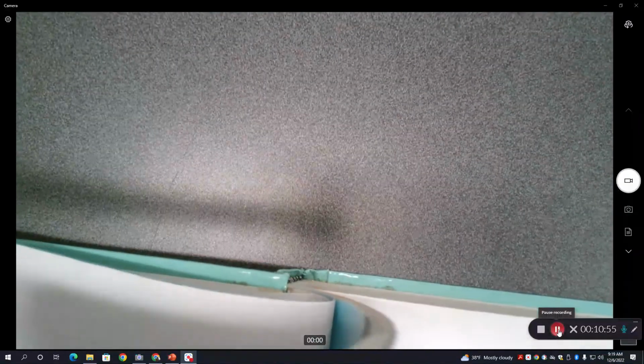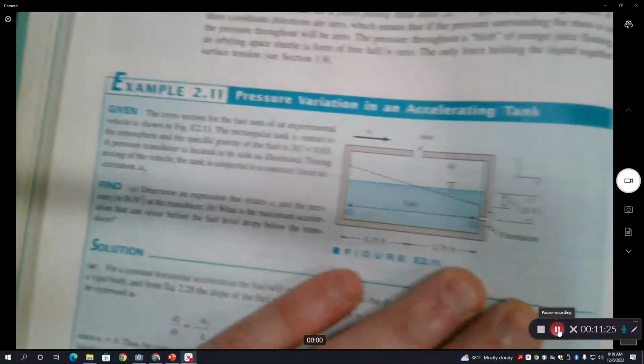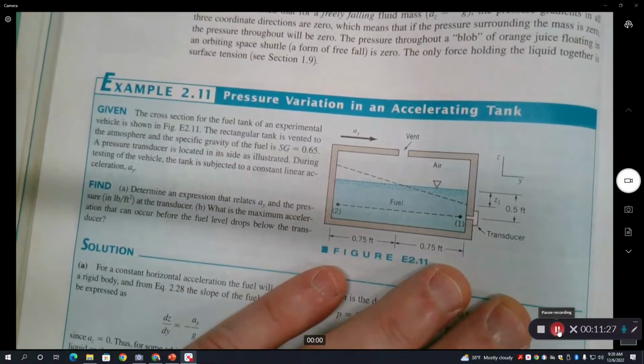So, fluid statics and let's see, barometric pressure, manometry, there's a rigid body motion. Probably have uses, but okay, here's a problem. All right, so pressure variation in an accelerating tank.